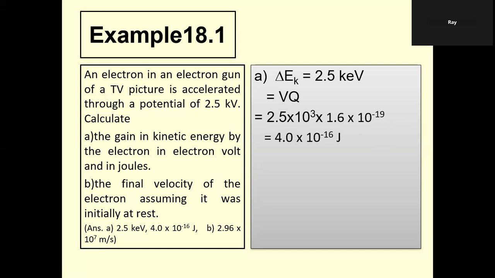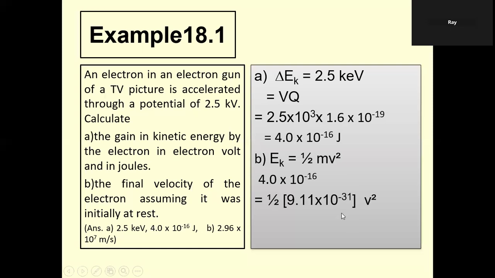Yes, got it. Now find the final velocity of the electron, assuming it was initially at rest. So the electron is accelerated from rest by 2.5 kilo electron volt. So we just use EK is half mv squared, and this is the energy. This is the mass of the electron, can get from the data sheet. Okay, any comment? Anything not clear?